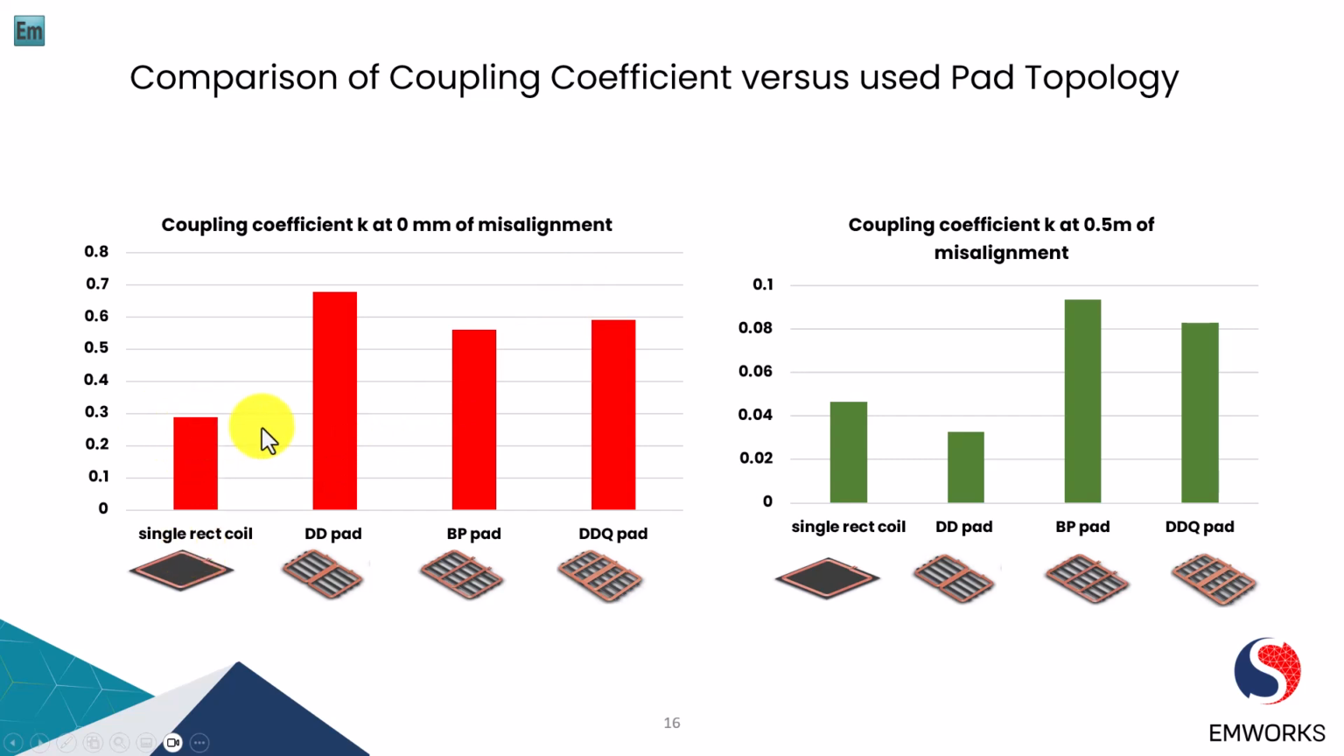If the receiver is misaligned by 0.5 meter away from the axis of the transmitter, the coupling coefficient drops for all the topologies, with the bipolar and DDQ pad topologies having the highest coupling coefficient under this condition. We can conclude that bipolar pad and DDQ pad topologies have comparable coupling coefficients, but the DDQ pad topology adds an additional coil which increases the size and cost of the charger and may also increase heat generation due to the additional coil losses.